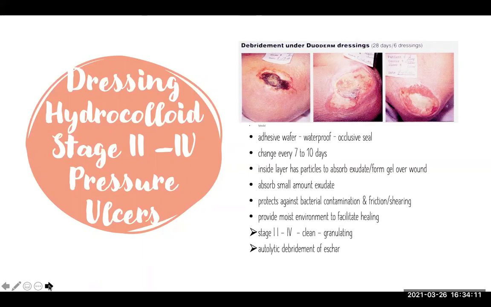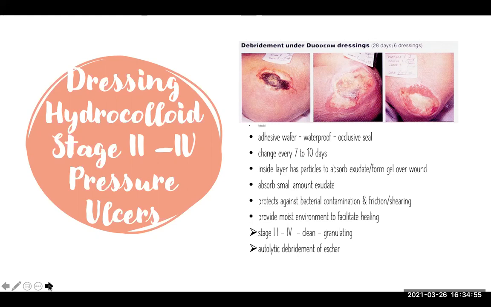The inside layer has particles that absorb exudate and foam a gel over the wound. That's important because it will provide wicking of debris from the wound bed, but it also will provide moisture at the same time to the wound bed. So it absorbs small amounts of exudate, but protects against bacterial contamination, friction, and shearing, and provides a moist environment for healing. So it's good for stage 2 to stage 4 clean wounds that just need to granulate.